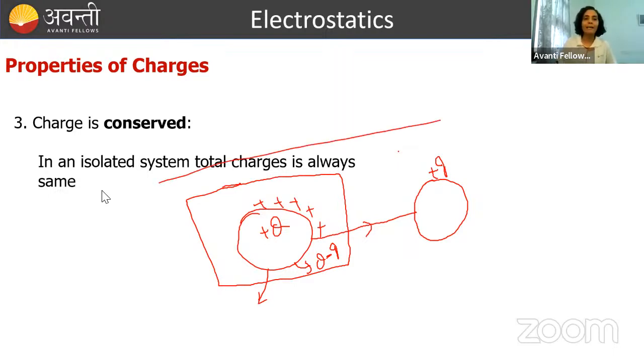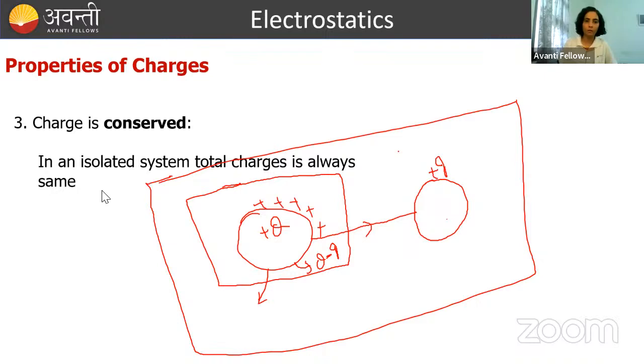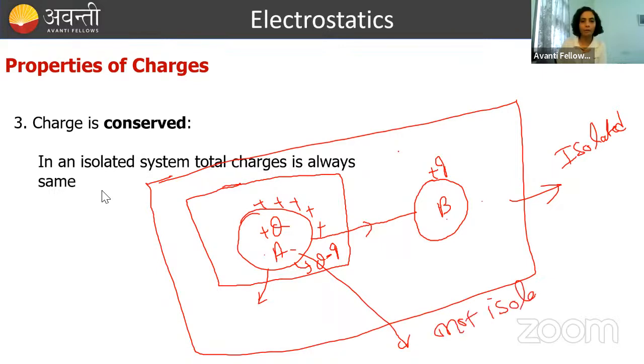If I consider these two whole spheres as a system, then are they isolated or not? Yes, these two together are isolated, because whatever charge is going from sphere A is getting stored on sphere B. So overall charge remains conserved in this system. So these two together constitute an isolated system. But if we consider the single one, it is not isolated. So it's very important to understand the isolated system. We will be using it further ahead.